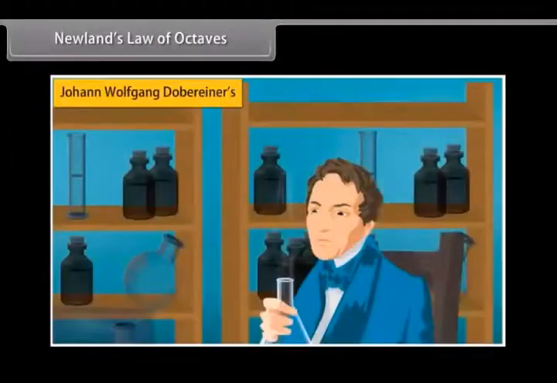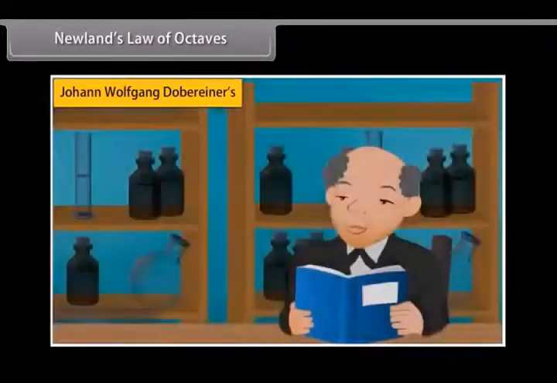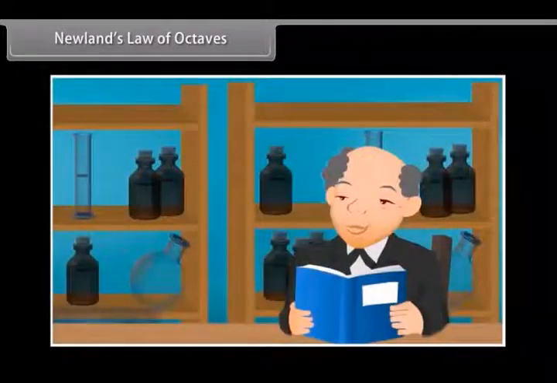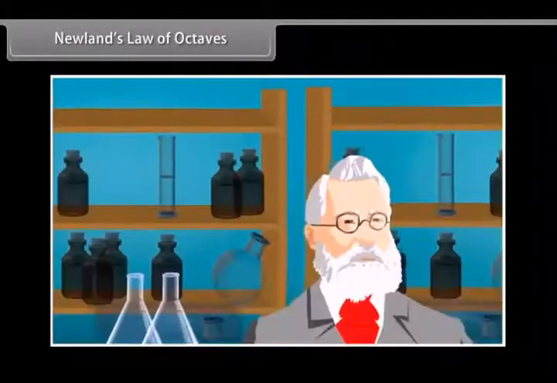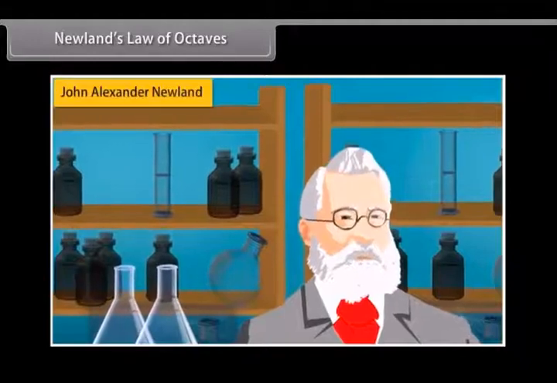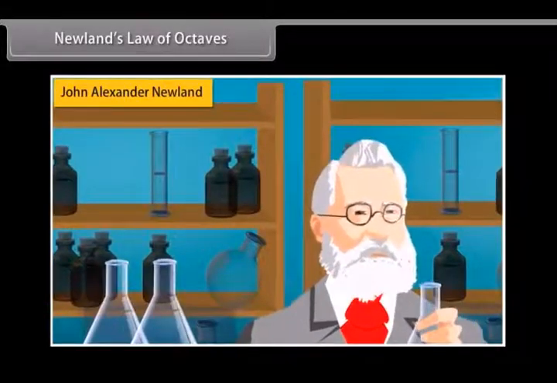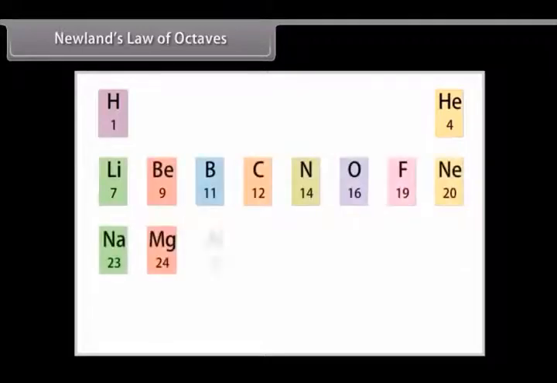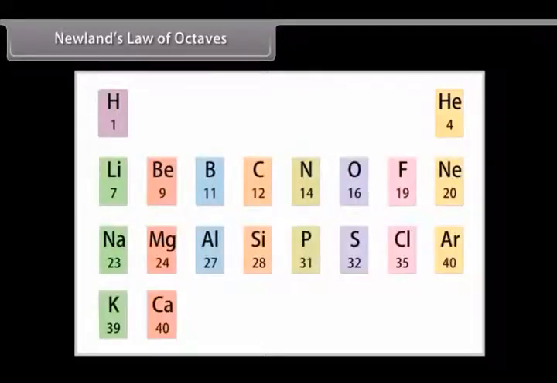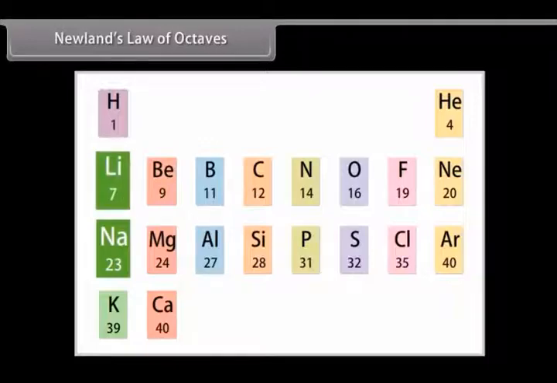Newlands' Law of Octaves. Döbereiner's research simultaneously encouraged other scientists to start classifying elements. The triads were not useful as they could classify only 3 elements at a time. In 1864, John Alexander Newlands, an English chemist, discovered that when elements are arranged in the increasing order of their atomic masses, atomic weight, every 8th element had properties similar to the first element. This is called the law of octaves.